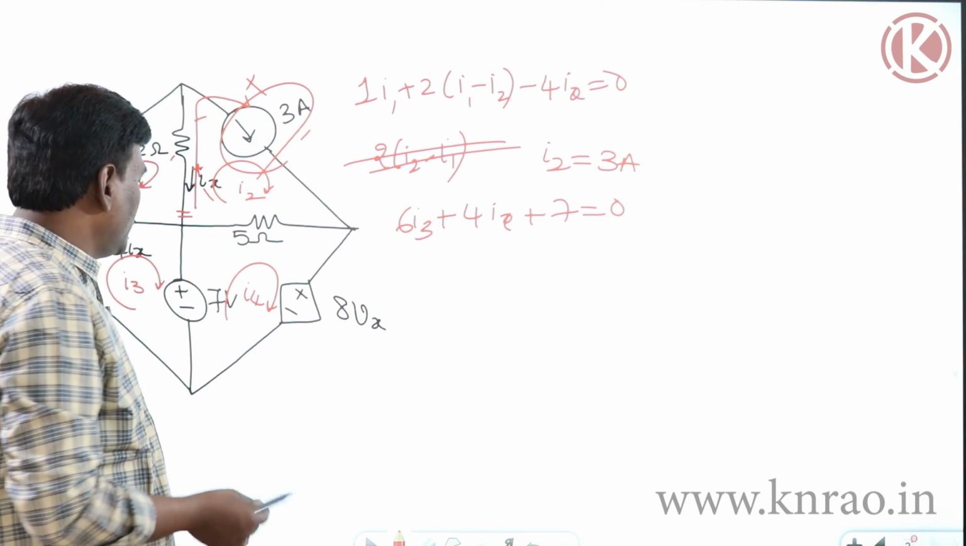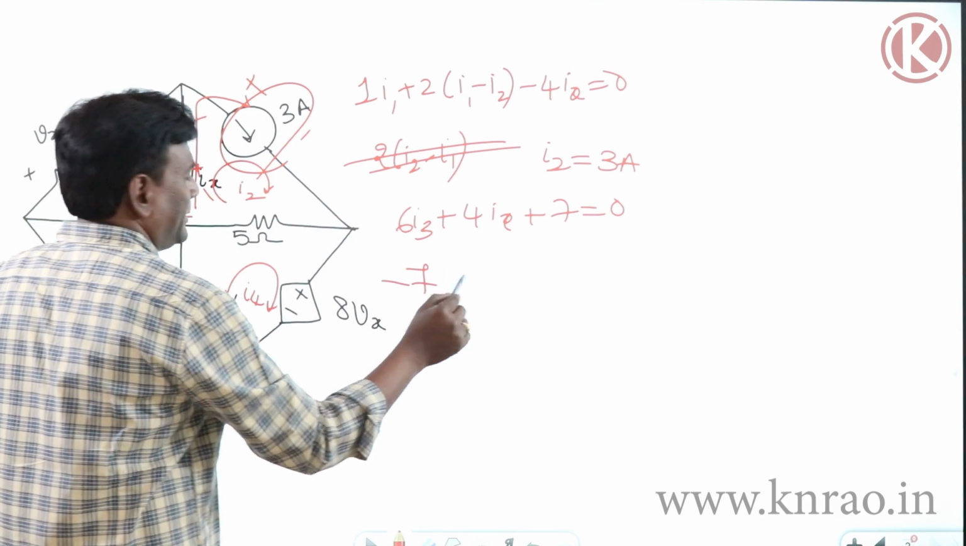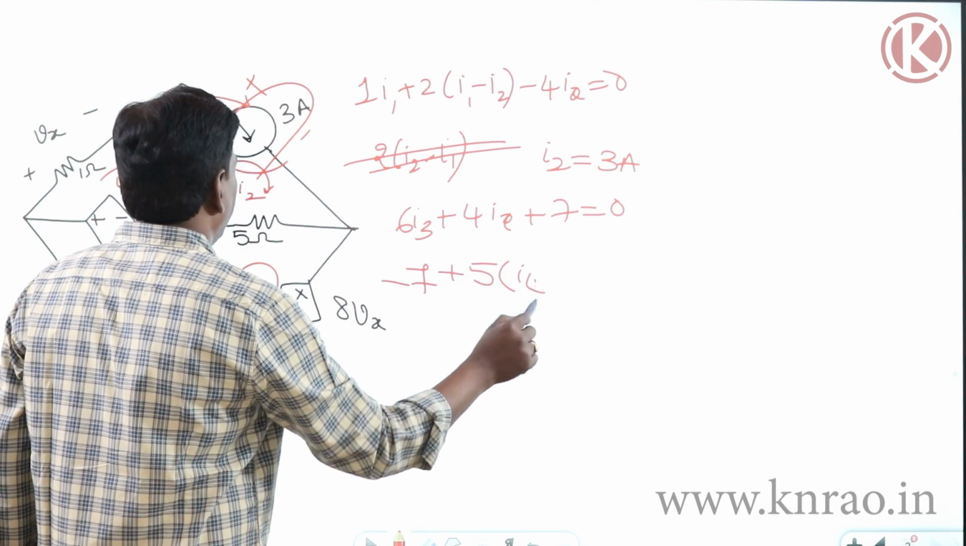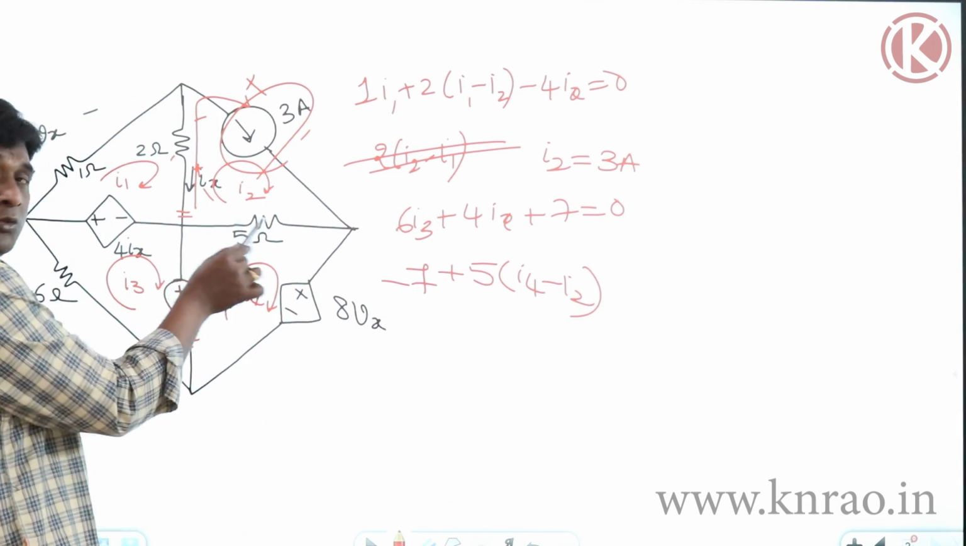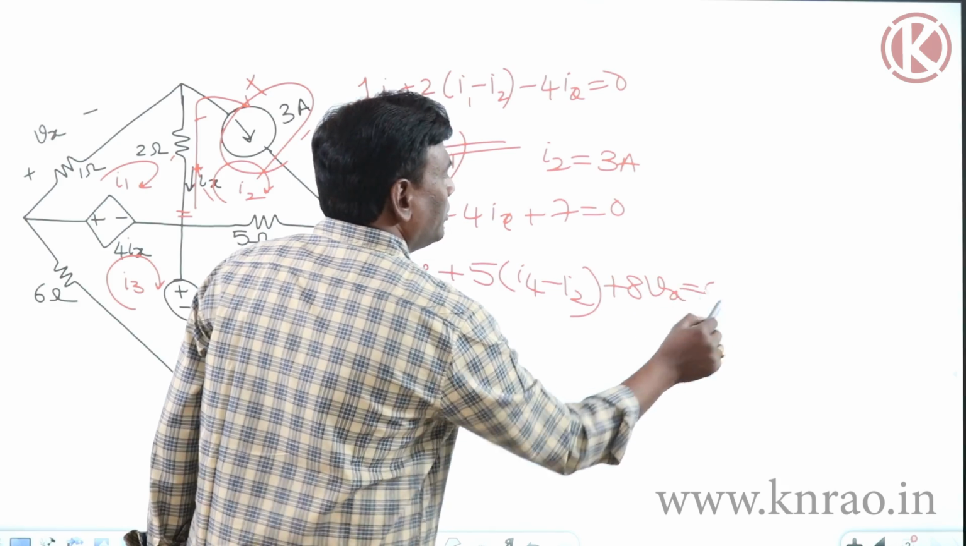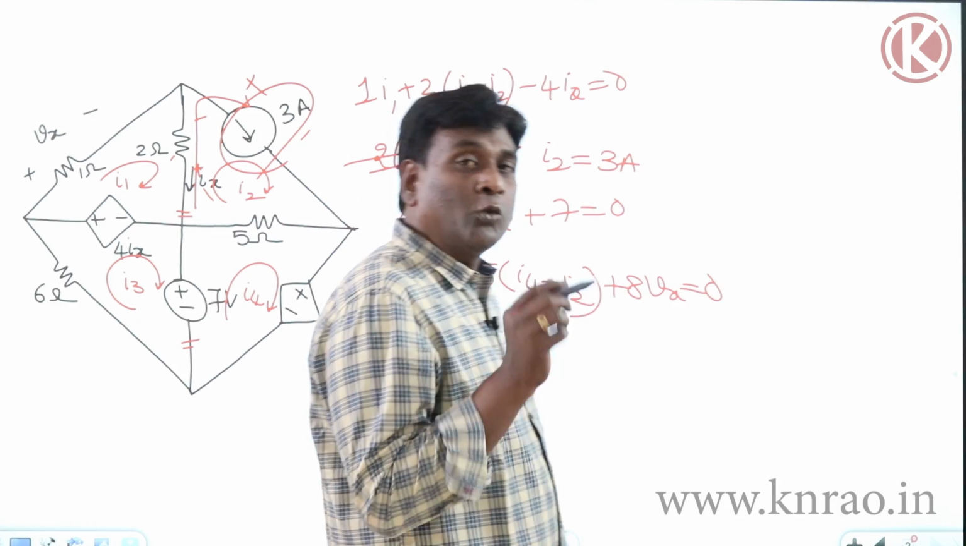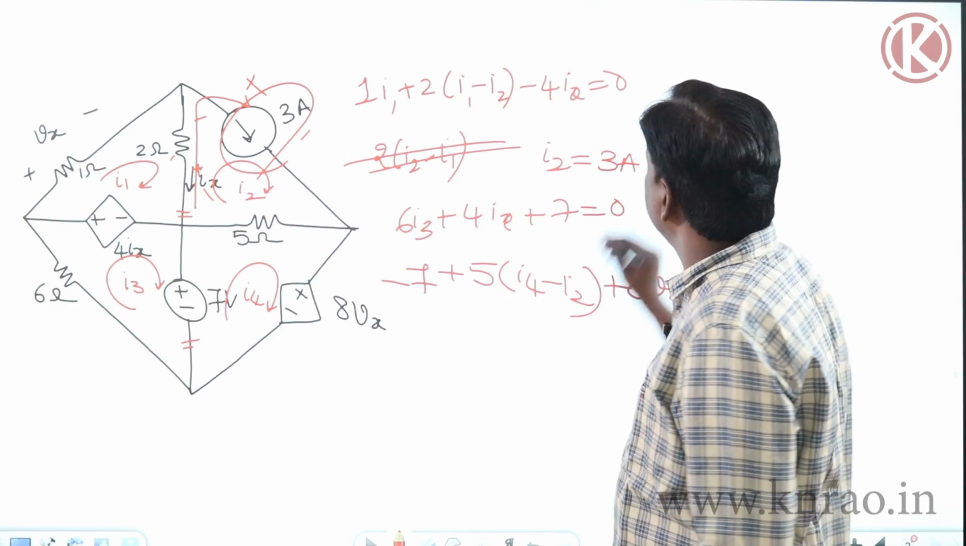Now let us think of the fourth one. Let me start from here. Minus 7 plus 5 into (I4 minus I2) plus 8Vx equal to 0. So how many equations did I get? How many times did I have to apply KVL?